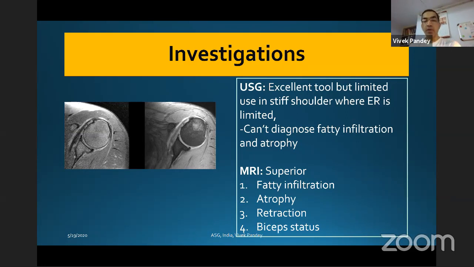Investigation: ultrasound is an excellent tool, but of limited use in a stiff shoulder where ER is limited. And it cannot diagnose the fatty infiltration and atrophy because the subscap is quite inside the rib cage. So MRI remains quite superior. With it you can see the fatty infiltration, atrophy, retraction, biceps status, partial tears, bursal side, articular side, everything can be perfectly assessed with the help of the MRI.